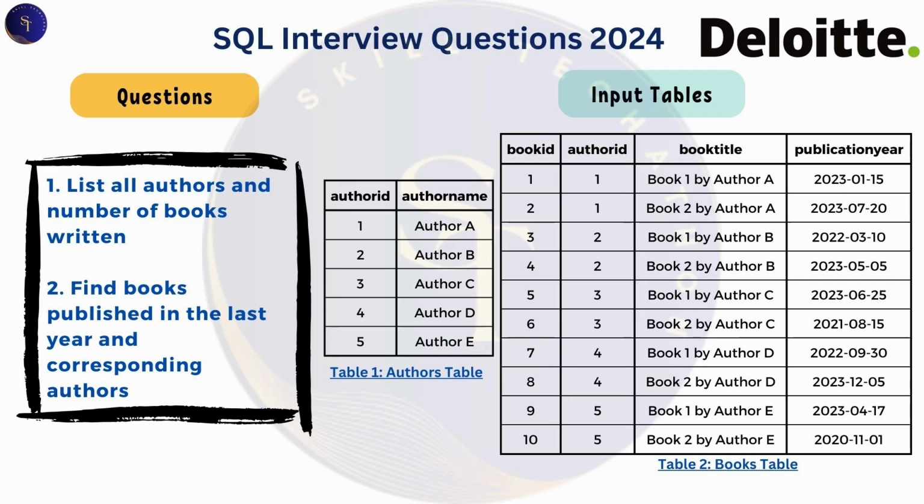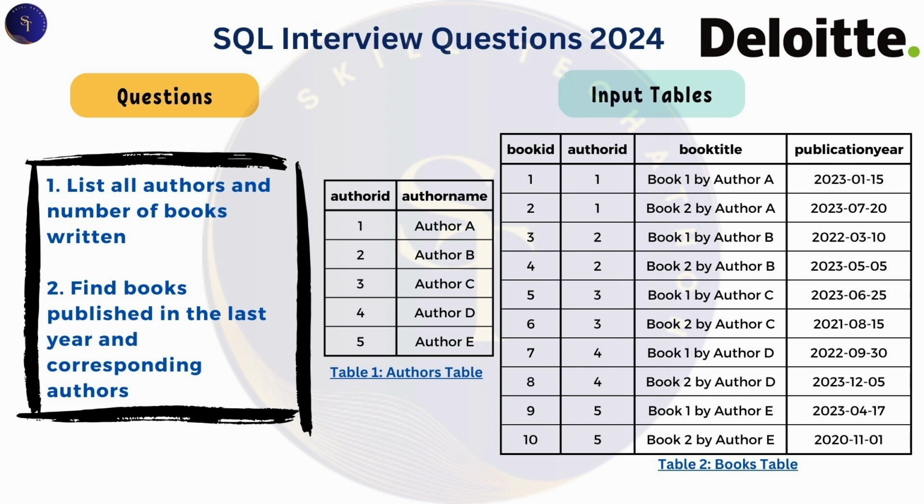Today we are going to look into one of the SQL interview questions recently asked. We have been given an authors table and a books table. In the authors table we have author ID and author name. We have 5 author IDs and 5 author names: A, B, C, D, E. Then we have the books table with book ID, author ID, book title, and publication year.